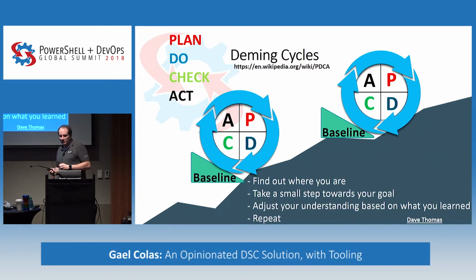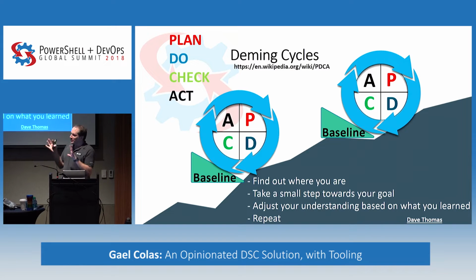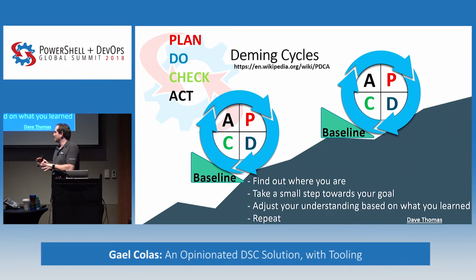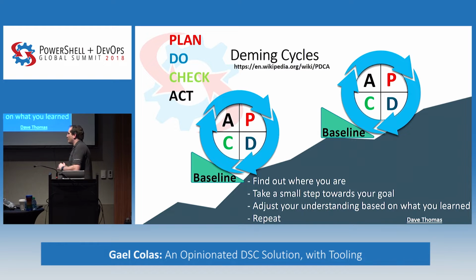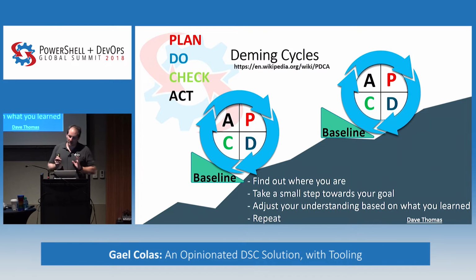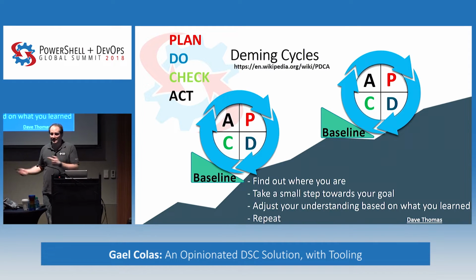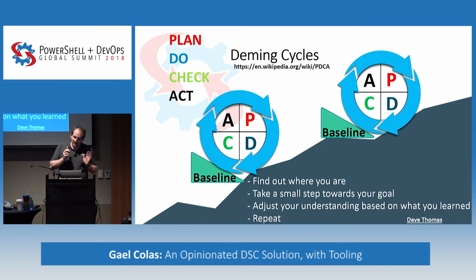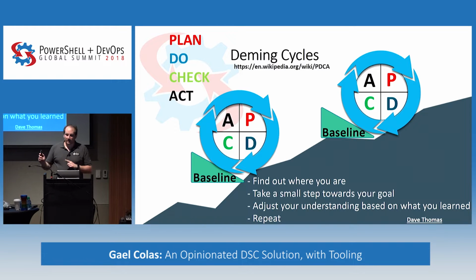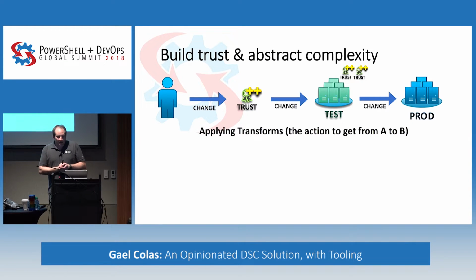And that's another very good quote from Dave Thomas, which is in his talk and his blog post, Agile is dead, long live agility. Find out where you are, take a small step towards your goal, and then adjust your understanding based on what you learn, and repeat. This is agility. It's as simple as this. Start now, and then make sure you look back to know if you're going in the right direction, and then always try to improve. So how to build trust and abstract complexity.